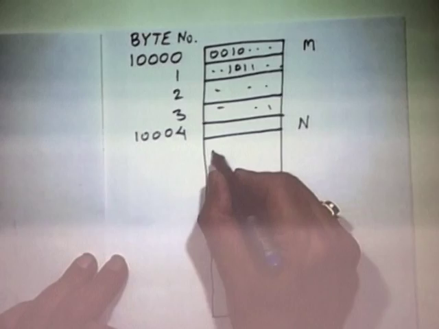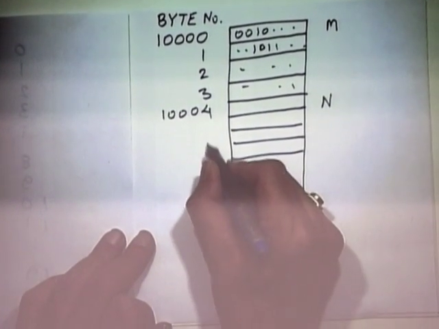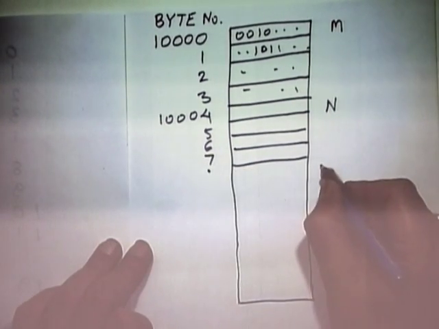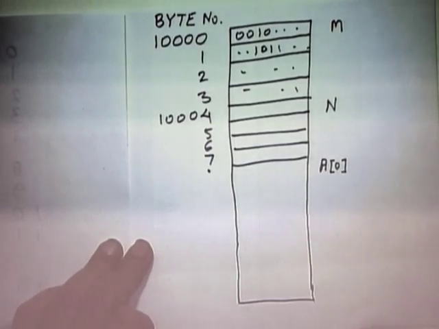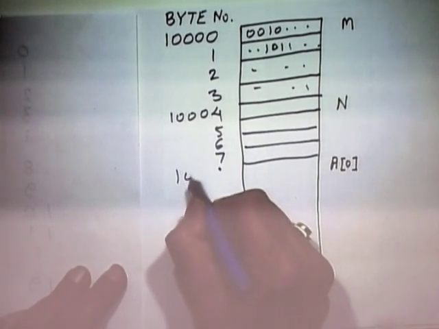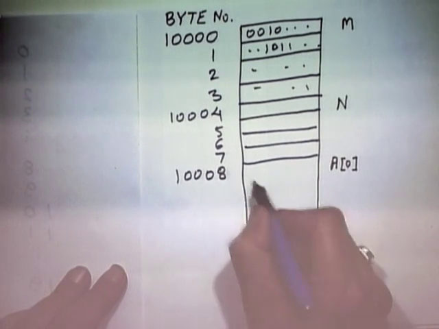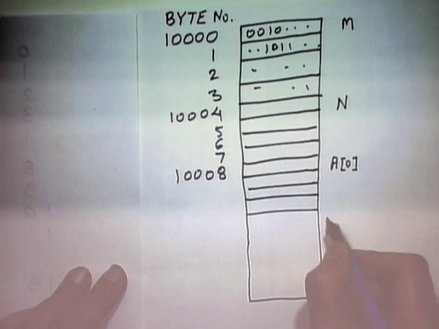Now, whether M is allocated memory immediately before N or somewhere else, it does not matter. But all 4 bytes of M must be consecutive houses because the bits must be interpreted consecutively. Usually in C++, almost all the variables that you have declared get allocated memory in the order in which you have declared them. So consequently, you will have M allocated here, N allocated in the next 4 bytes, and this will be 4, 5, 6, 7. The next is array A. Please remember the array A is float. Each element requires 4 bytes. So the A0 element itself will begin at 10008. And so on.